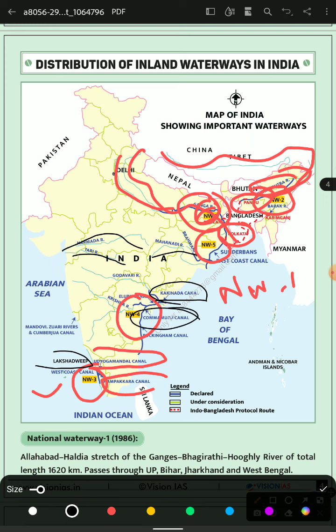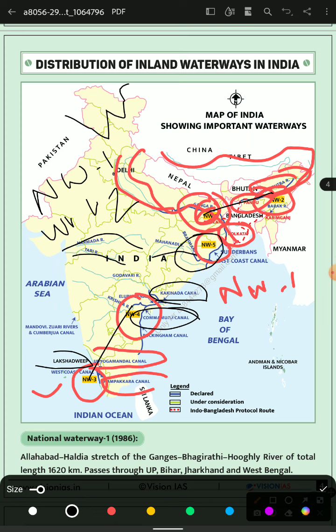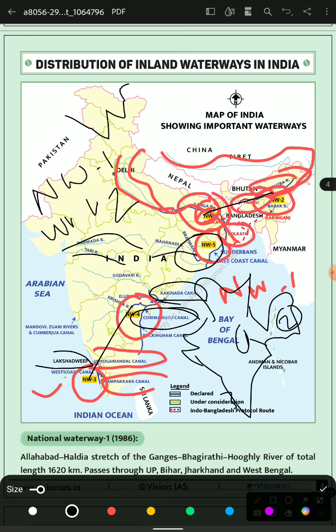You have learned national waterway number 1 and national waterway number 2. That is the trick. You have drawn on the map, and then you realize the first and second, then the third and fourth, and the fifth is other. You have realized this is the map of India. First and second this time, and third and fourth this time, then fifth this time.